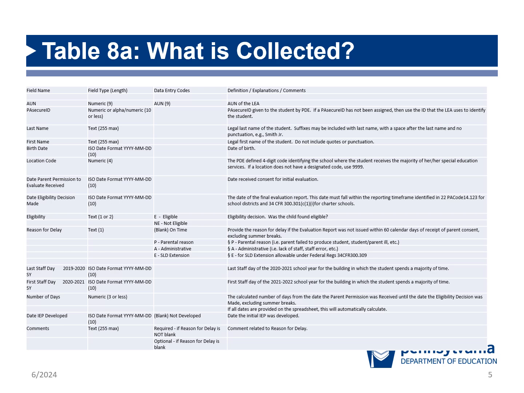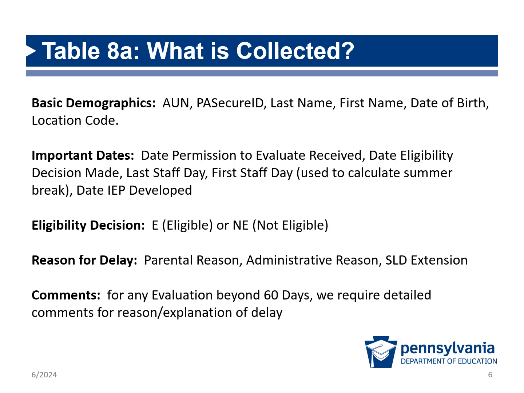What is collected? Basic demographics, including AUN, PA Secure ID, last name, first name, date of birth, location code. Important dates, including date permission to evaluate received, date eligibility decision made, last staff day, first staff day. They're used to calculate the summer break, and then the date the IEP is developed.